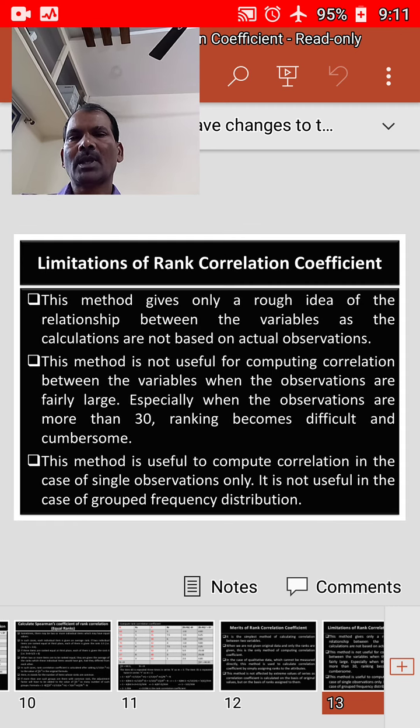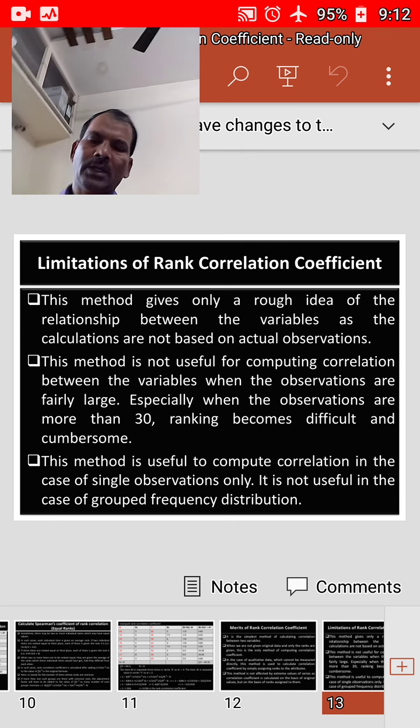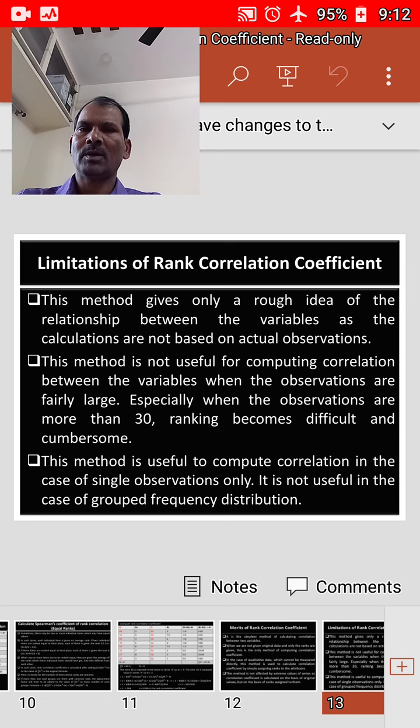Limitations we will see. Limitations of the rank correlation coefficient are: this method gives only a rough idea of the relationship between the variables, as the calculations are not based on the actual observations. This method is not useful for computing correlation between the variables when the observations are fairly large. Especially when the observations are more than 30, ranking becomes difficult and cumbersome.